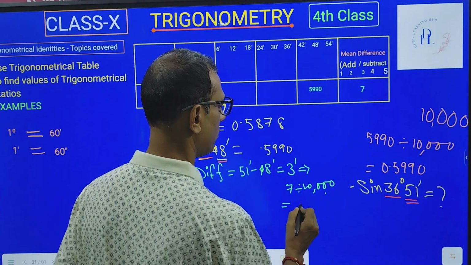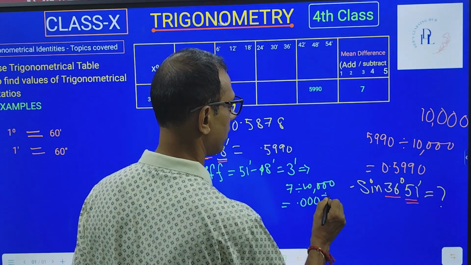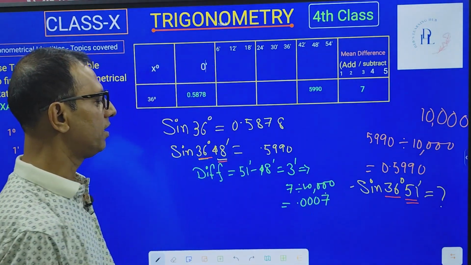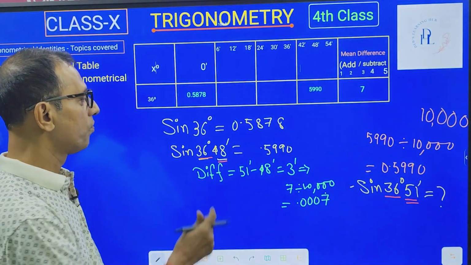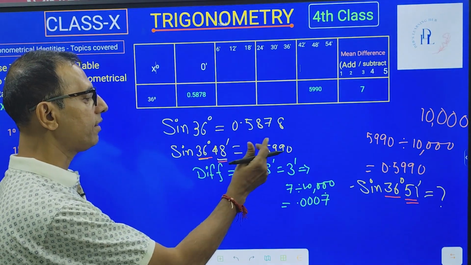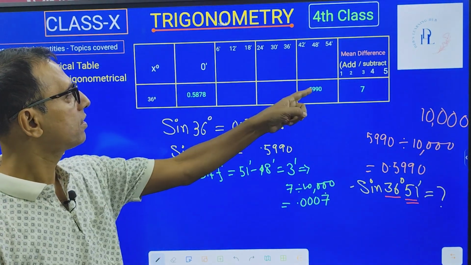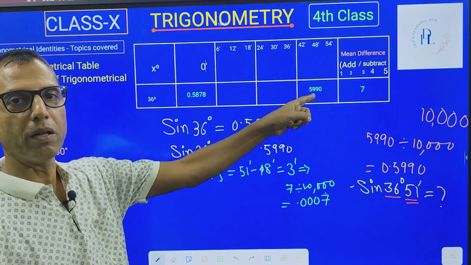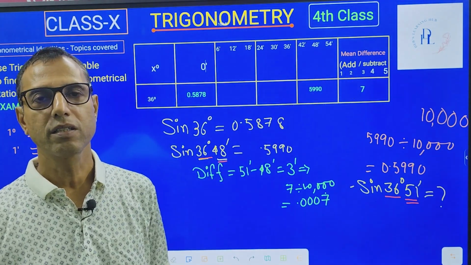That means 0.0007. So that is the difference for 3 minutes. Now, 48 degree and then 3 minute, you understand. This value we are getting straight away from the table. But this difference, why have I written this add or subtract?